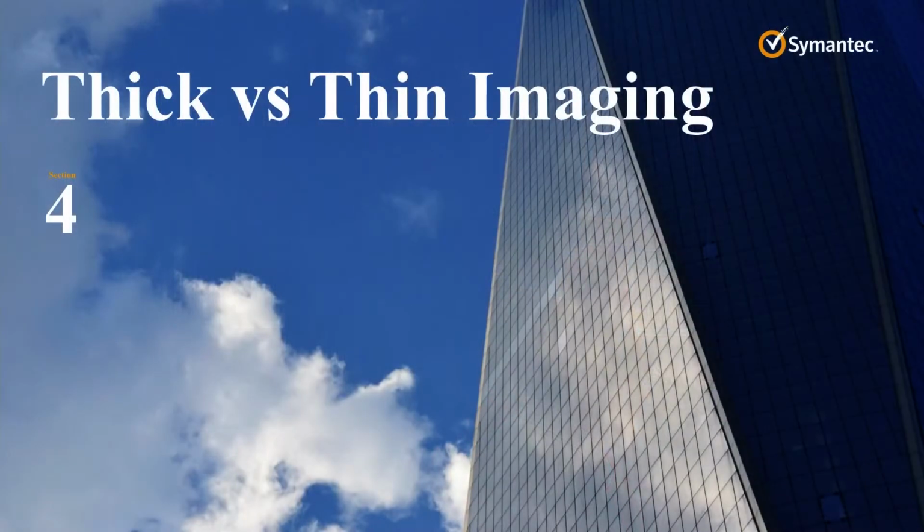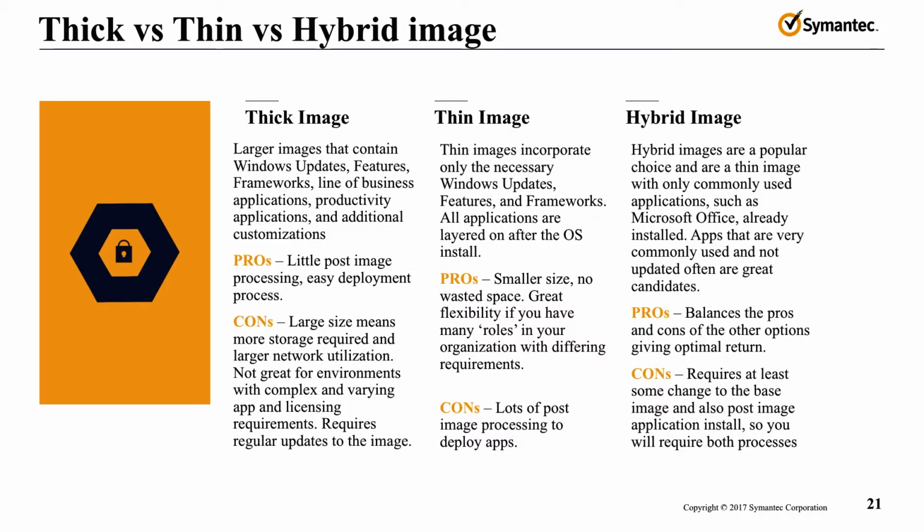So I mentioned before that it's worth considering whether to do a thick or a thin image or some kind of combination. We define a thick image as something that has everything that your users need inside that image. It has some benefits because you don't need to do any post-imaging processing, so you don't need to layer on any apps on top. Everything is in there. You put the image on, and the user's away. They have the lowest amount of downtime, and it's the least complex. It has some major downsides.